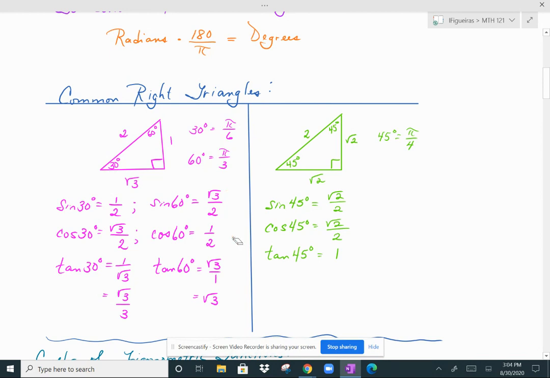All right, and then looking at the 45, 45, 90 degree triangle, that one's a little bit easier to remember because it's an isosceles right triangle, meaning the two legs are equal. So your legs are root 2 and root 2. Your hypotenuse is the same as in the 30, 60, 90. It's still 2. So sine of 45 degrees is opposite over hypotenuse. That's root 2 over 2. Cosine is also root 2 over 2.